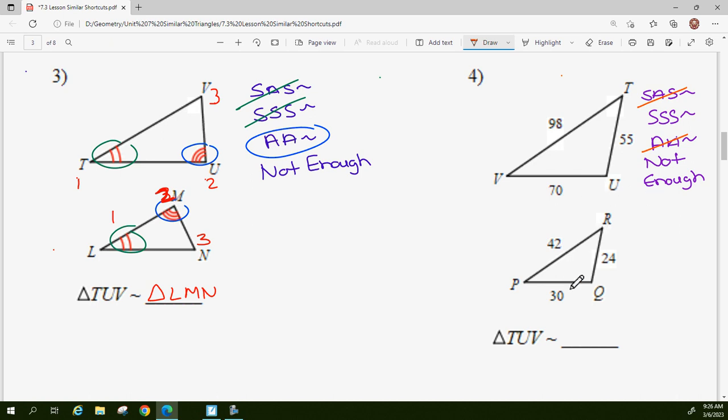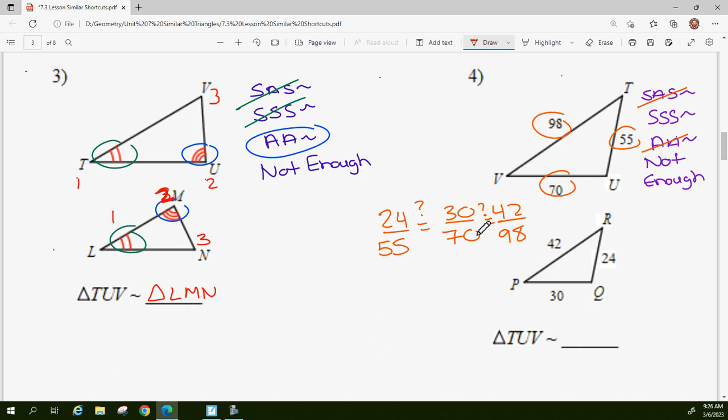Let's check. I always like to start with my smaller triangle, so I'm going to start with the one on the bottom. I'm going to see if all three of these fractions are equal. So I'm going to go pick my smallest number to match up with 24, my medium number to match up with 30, and my biggest number to match up with 98. And we don't need to really simplify these fractions. We can just do the division.